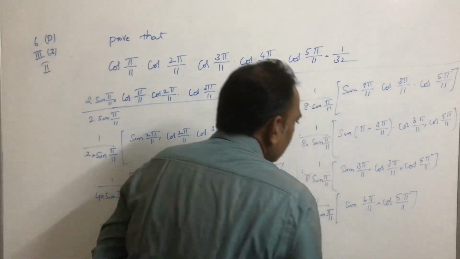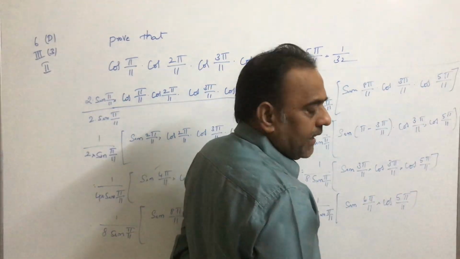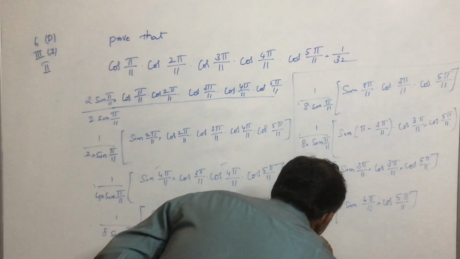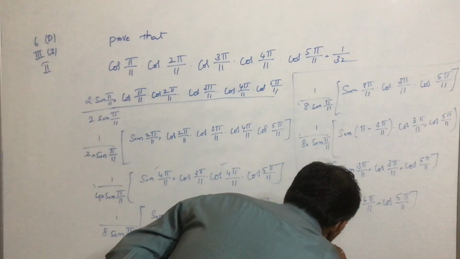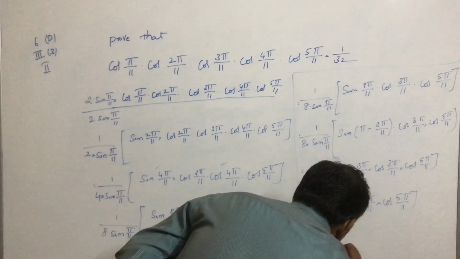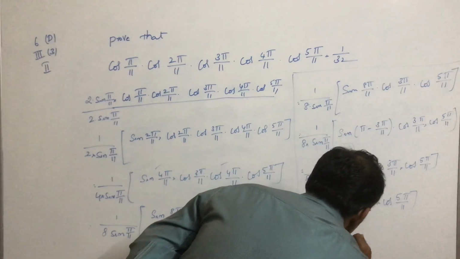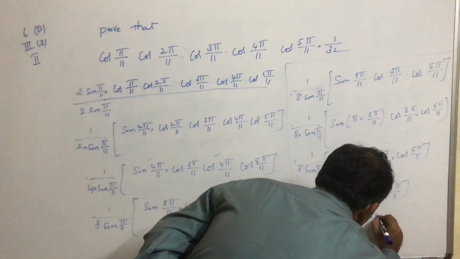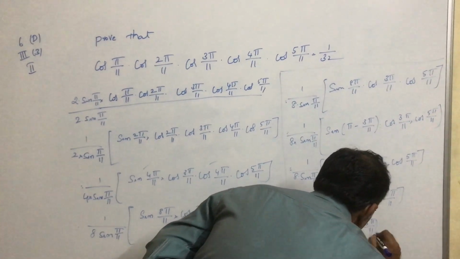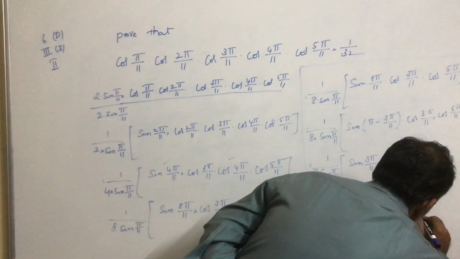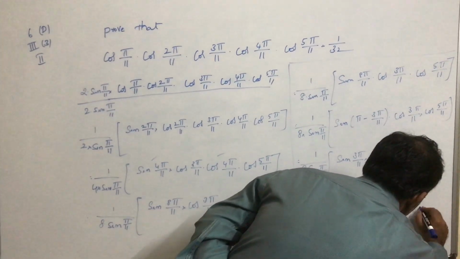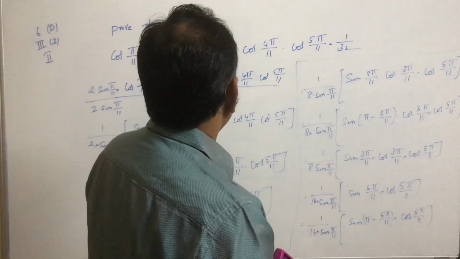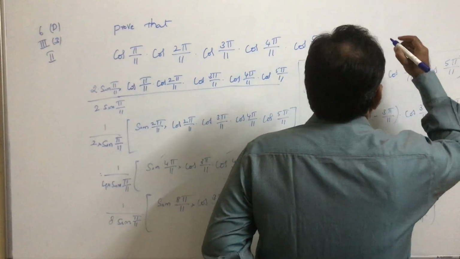Okay. See, 6 pi by 11 can be written as pi minus 5 pi by 11. 1 by 16 into sine pi by 11 into, this can be written as sine of pi minus 5 pi by 11, right, into cos 5 pi by 11. Okay, I will write over here.